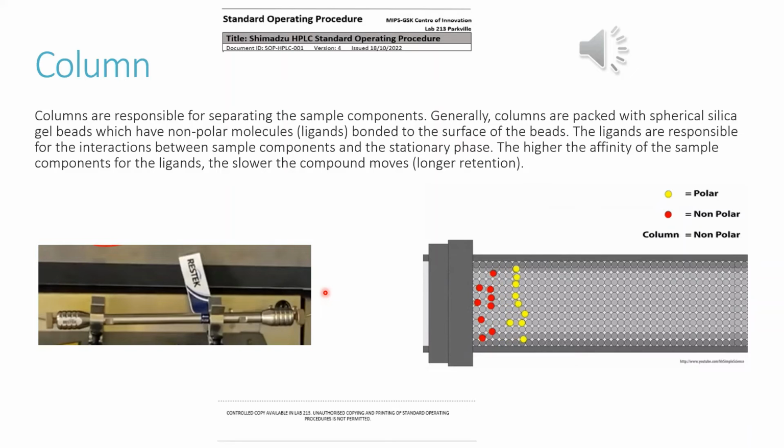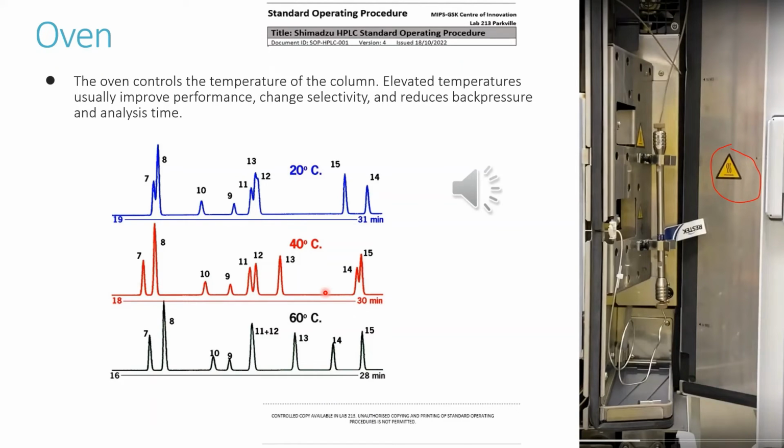Columns. HPLC columns are packed with spherical silica gel beads which have non-polar molecules bonded to the surface of these beads. The ligands are responsible for the interactions between sample components in a stationary phase. The higher the affinity for the ligands, the longer the compound is retained. Oven. The oven controls the temperature of the column. Elevated temperatures can improve performance, lower back pressure due to a lower mobile phase viscosity, and reduce analysis time.